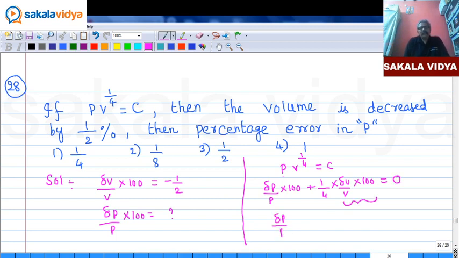Delta P by P into 100 minus 1 by 4 into plus 1 by 4 into minus 1 by 2, minus 1 by 8 equal to 0. Delta P by P into 100 is equal to 1 by 8. That means pressure increases. As volume decreases, pressure increases by 1 by 8%.